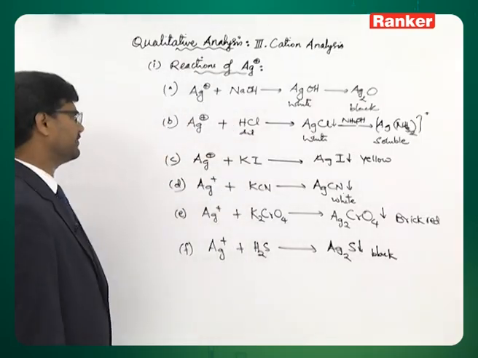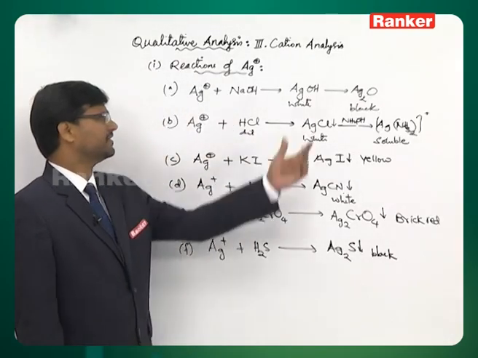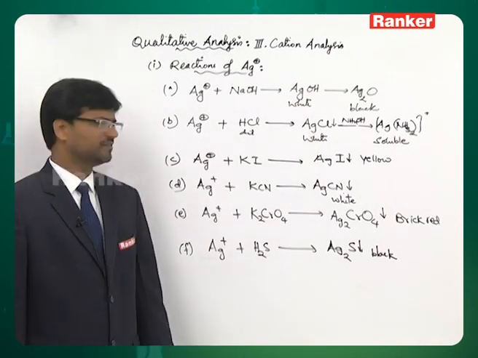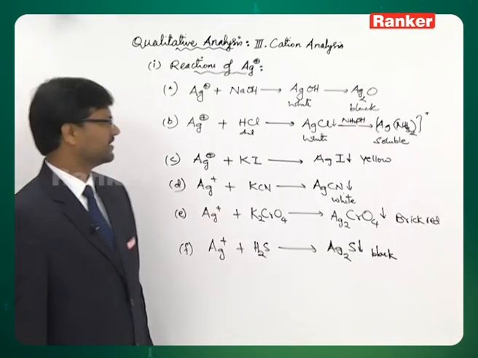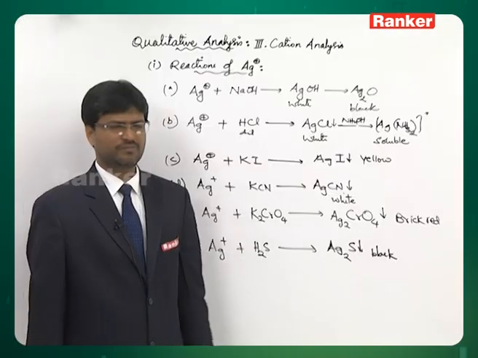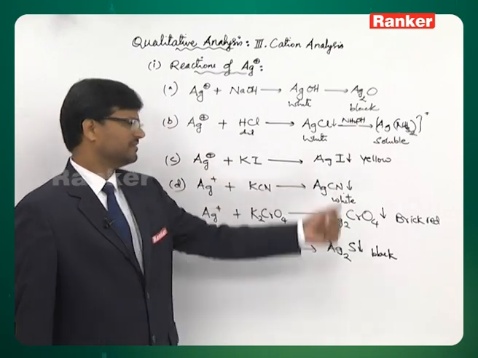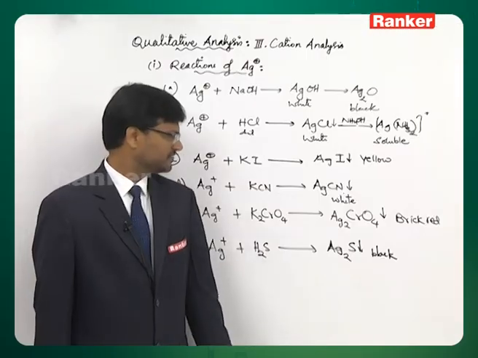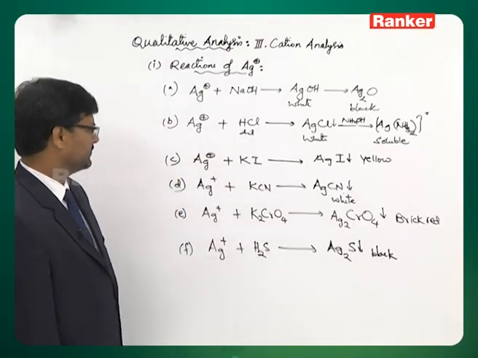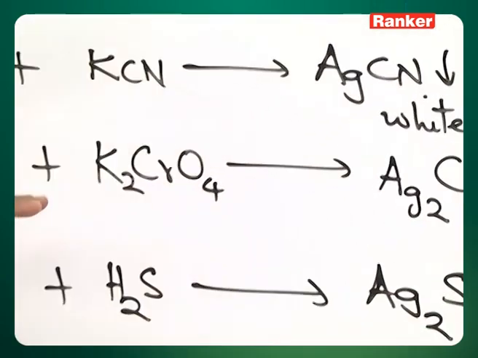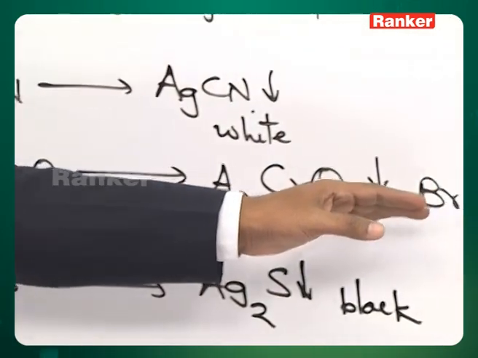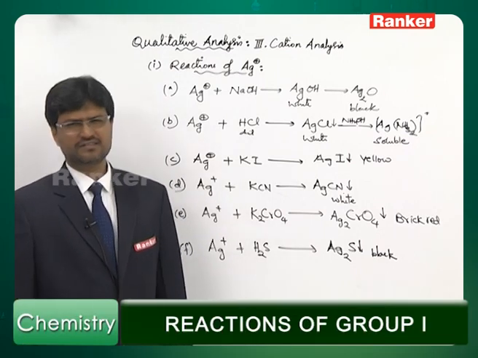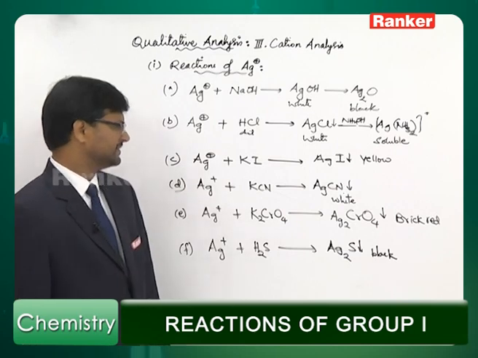So these are few important reactions of Ag plus. It gives initially white precipitate of silver hydroxide, which slowly turns black due to formation of silver oxide. With HCl, it forms a white precipitate which is soluble in excess of ammonia. With KI, it forms AgI, which is insoluble in excess of ammonia. With KCN, you get AgCN, which is a white precipitate. With K2CrO4, you get Ag2CrO4, it has a brick red color. And with H2S, you get a black precipitate of Ag2S.